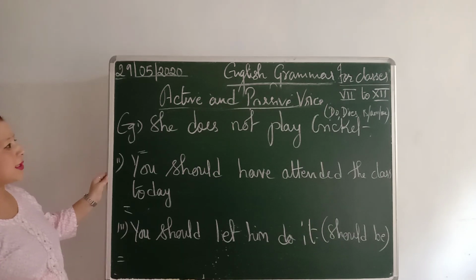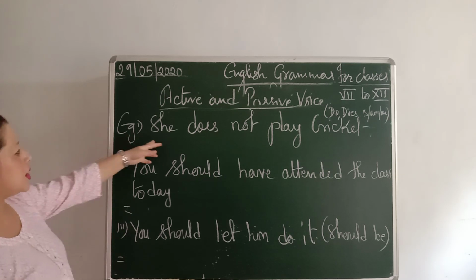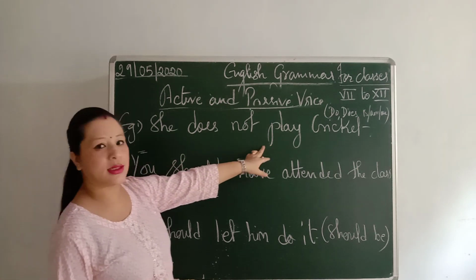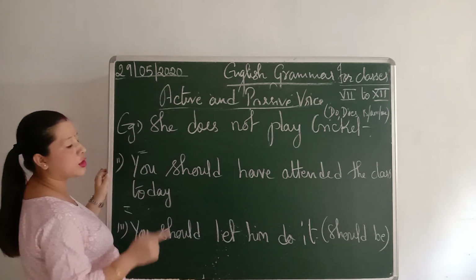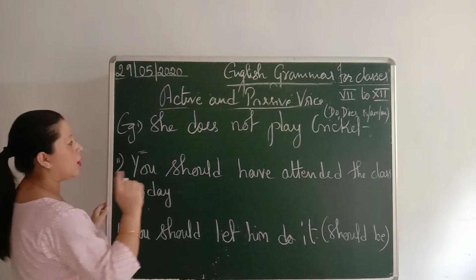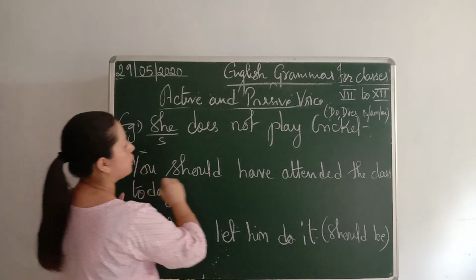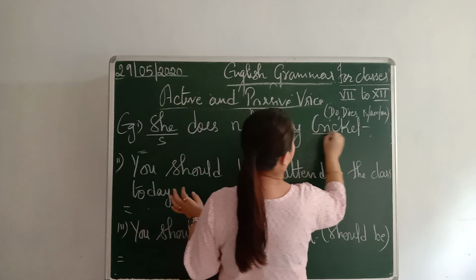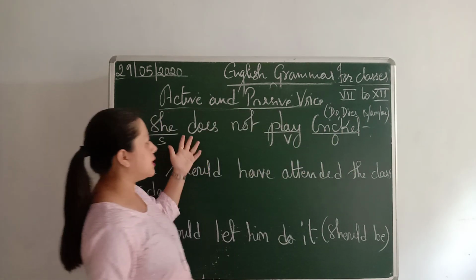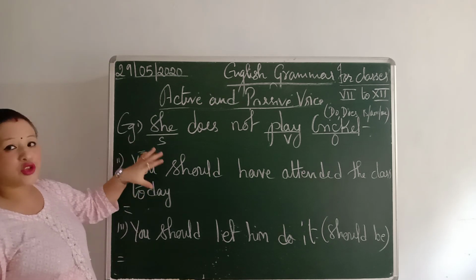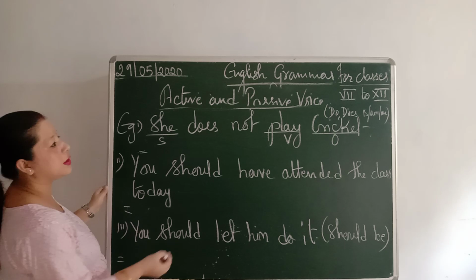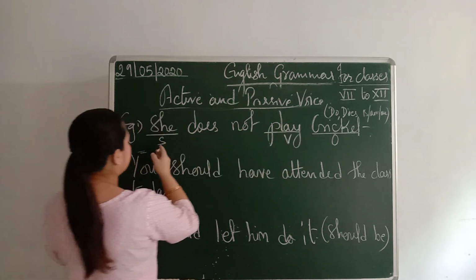So here are some examples. Okay, see, she does not play cricket. So in this sentence, which are the subject, verb, and object? She is the subject, play is a verb, and cricket is an object. So this sentence is in an active voice. You have to change it into passive. So when you change to passive, just see what happens: cricket, that is the object, comes in the first.